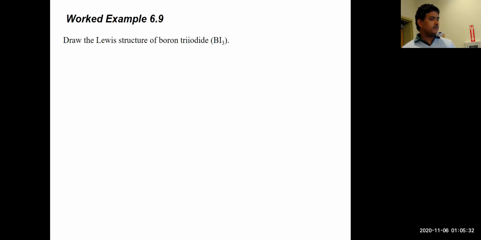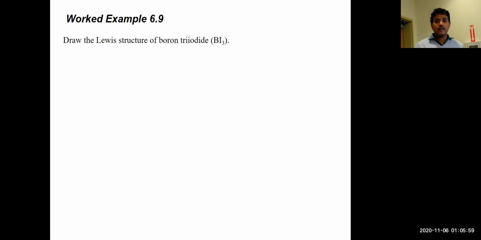So yeah, please. All right, let me discuss the remaining few topics here. Draw the Lewis structure of boron triiodide, BI3. Whenever you see boron, you should have the image that it is one of the elements that goes under exceptions to the octet rule, which means it cannot have a full 8 electrons. It would and should be happy with only 6 electrons.